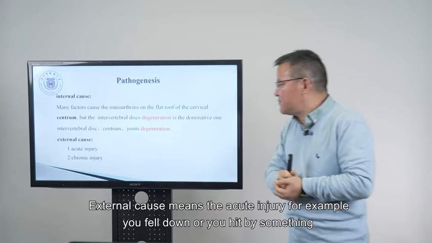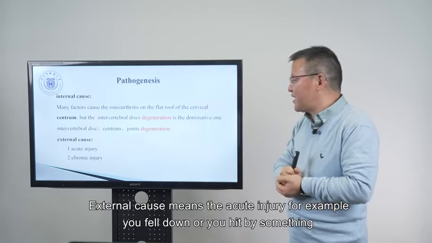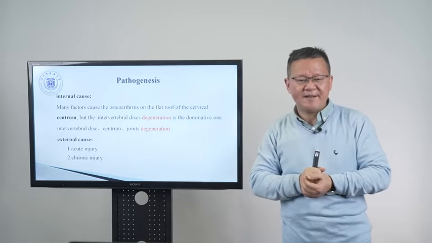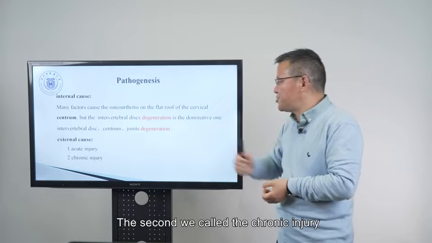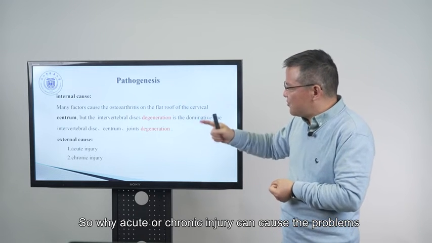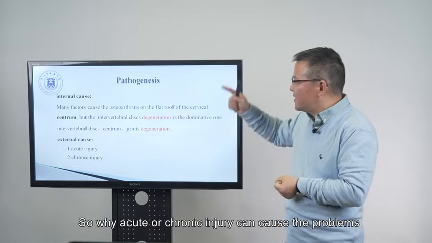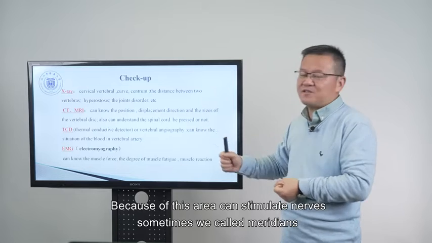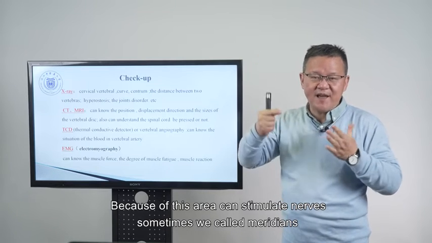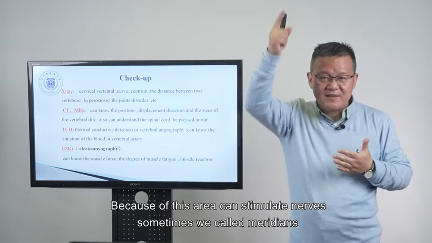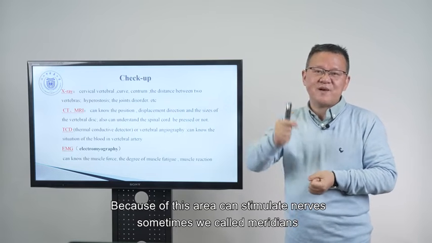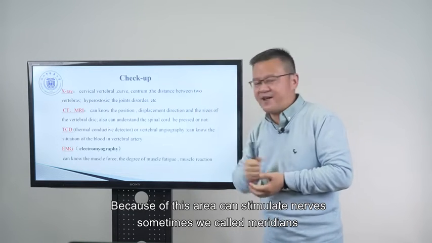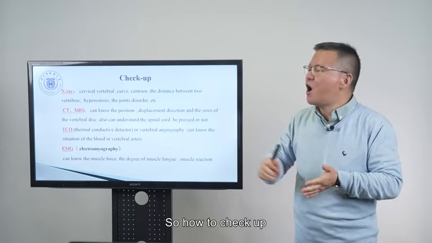External cause means acute injury. For example, you fell down or you were hit by something. This we call acute injury. The second we call chronic injury. Why can acute or chronic injury cause the problems? Because those areas can stimulate the nerves. Sometimes we also say it affects the meridians.